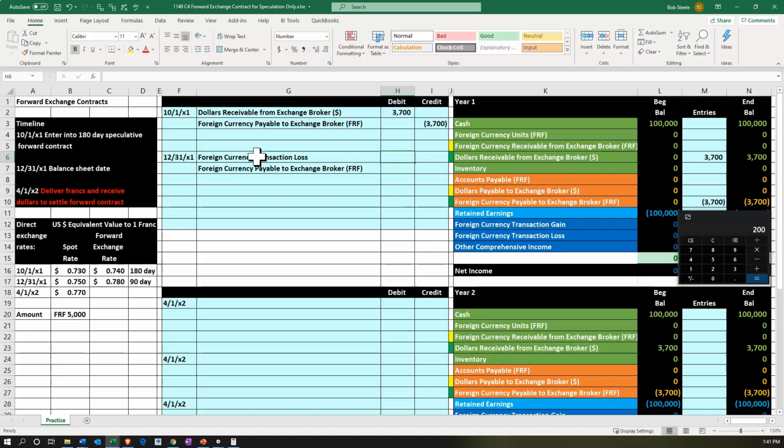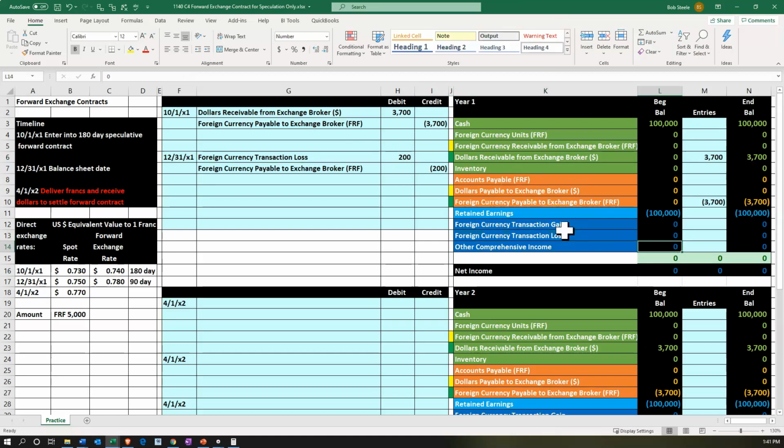And let's calculate it again. Let's do it this way. This is going to be equal to brackets of, taking the bigger of the two amounts here, the 0.78 minus the 0.74, so we have a positive number, closing the brackets, multiplying it times that 5,000 francs. There's the 200 on the debit and on the credit side. Let's move the old calculator and post this out. So we have a loss. The loss is going to be on down below. This is going to be equal to the $200 loss.